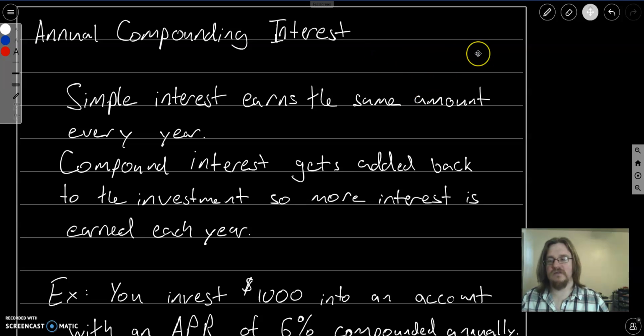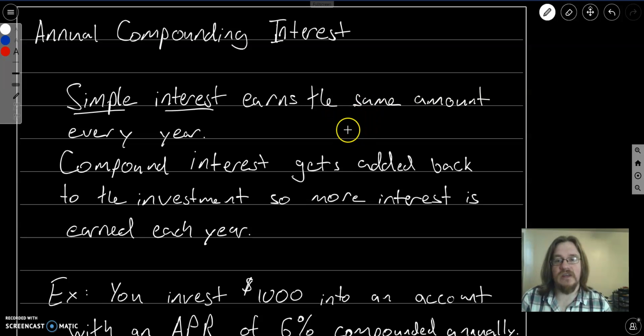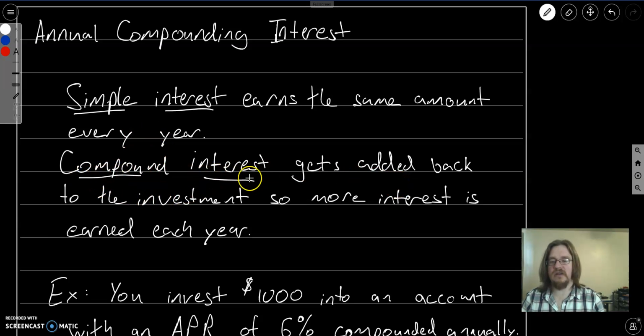Hello and welcome back. In this video, we'll be looking at annual compounding interest. In the last lesson, we learned about simple interest, and simple interest is quite simple. You just earn the same amount of interest every year. So, if you invest some amount and you earn, let's say, $6 in interest that first year, you'll earn $6 in interest the next year, and you'll earn $6 in interest the next year, and you always earn the same interest every year. But quite often we won't see simple interest, but we'll see compound interest.